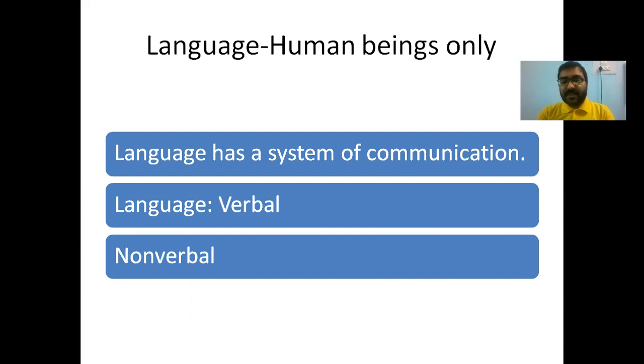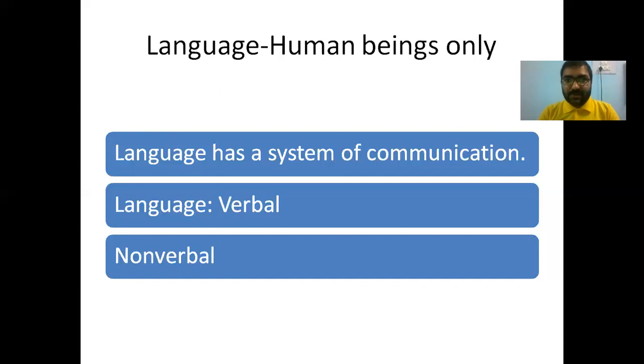Language is used by human beings. Though animals also use some kind of communication as a medium, we are not able to understand that, so we cannot say they use language. Though there is a medium, we are not able to understand what they are talking about, so we cannot say they are using language. Language has a system of communication, and we are going to study what this system is all about.